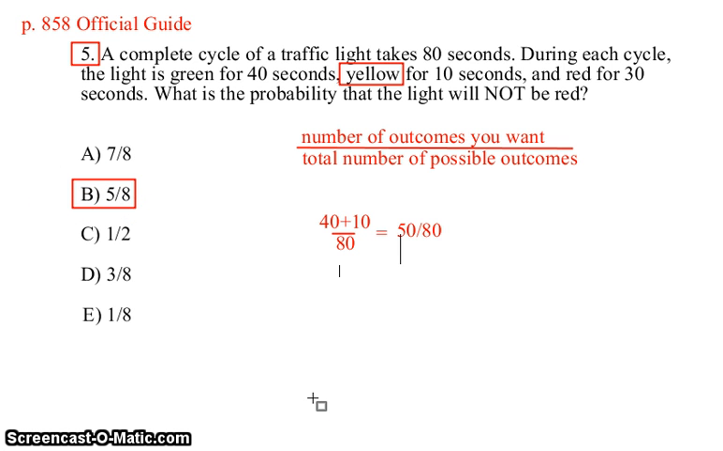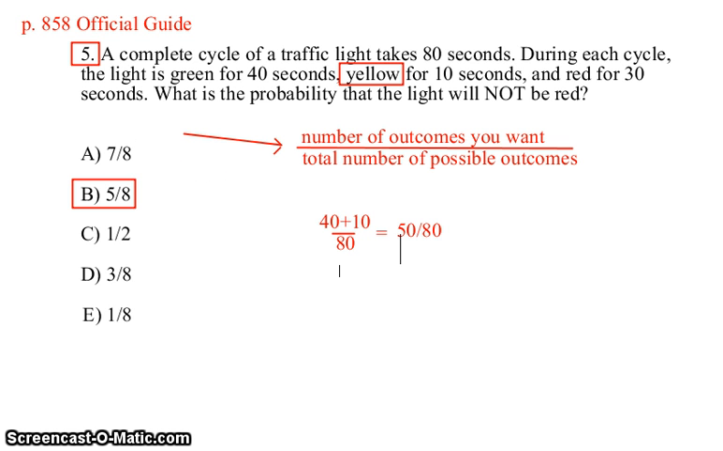So again, not the most complicated question in the world. It is only a number 5, but I wanted to take this opportunity to talk about probability. They can sort of layer in more aspects to a question, but it always comes down to this fraction here: the total number of outcomes on the bottom and the total number of outcomes you want on the top.